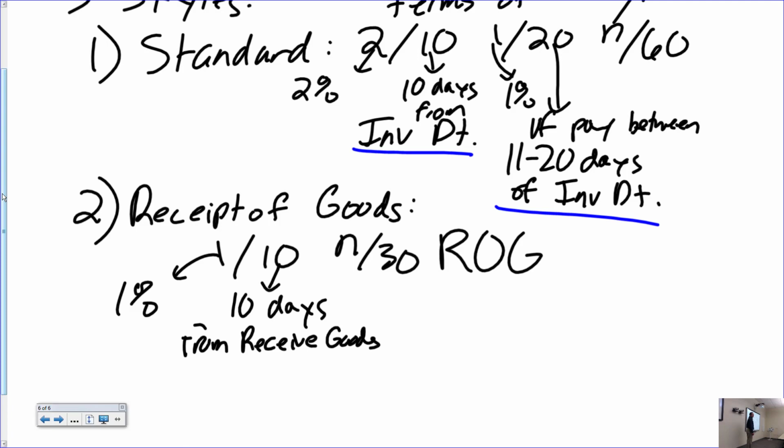I mean, this is what's going on. And note what differentiates the two. This is how you tell the difference between receipt of goods and standard. It's that ROG at the end. So it's ROG terms, right?